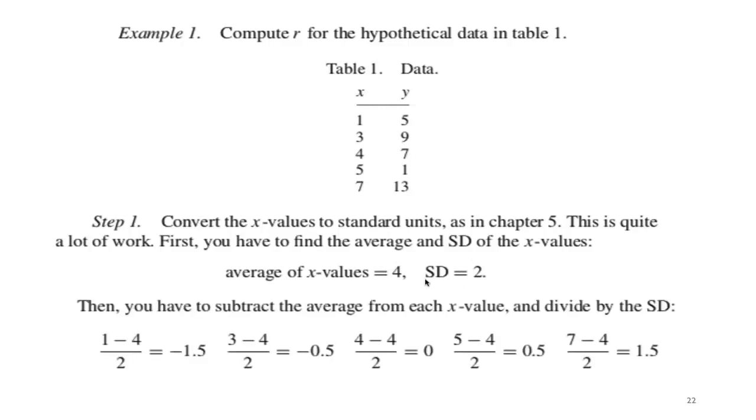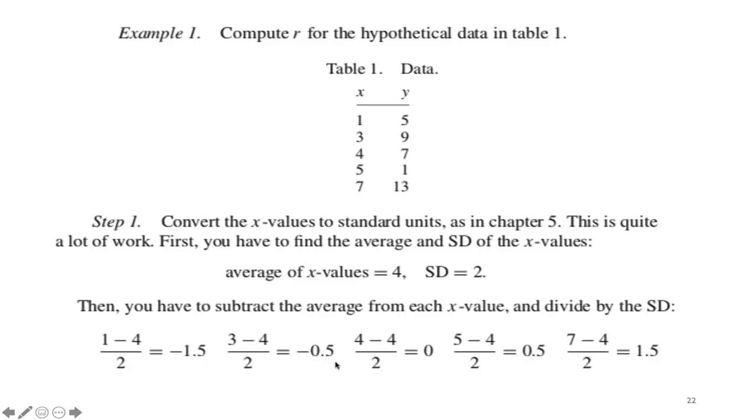Once we have that information, we can take all the x values and find the standard units for each of them. For example, when you look at 1, how do I convert it into a z-score or a standard unit? We take 1 minus the average, 1 minus 4, divided by the SD. Remember, this formula was used in the last chapter, chapter 5, on the normal curve, when we converted things into z-scores. So 3 minus 4 divided by 2, etc. We look at all these points, subtract the average, divide by the SD.